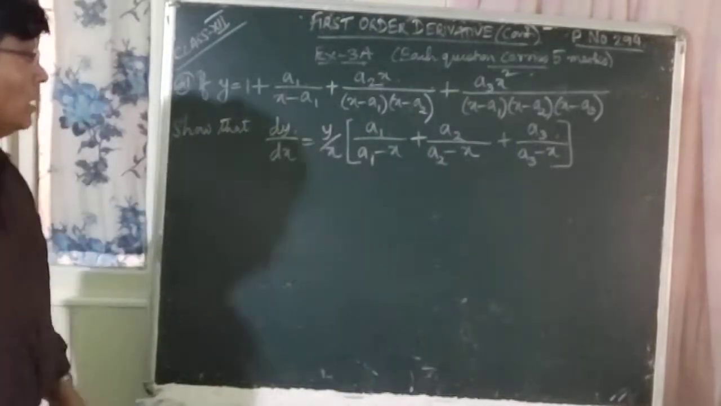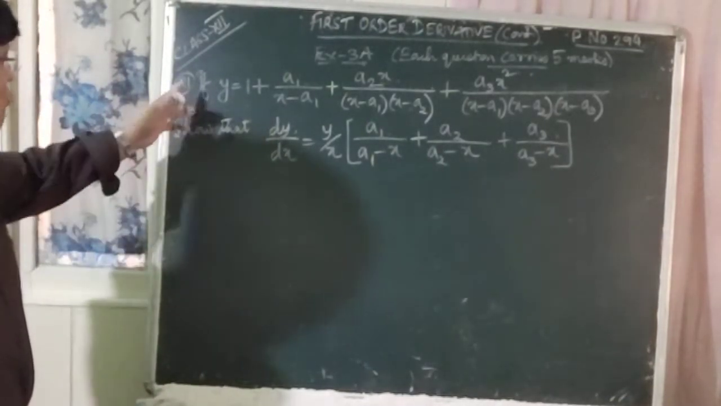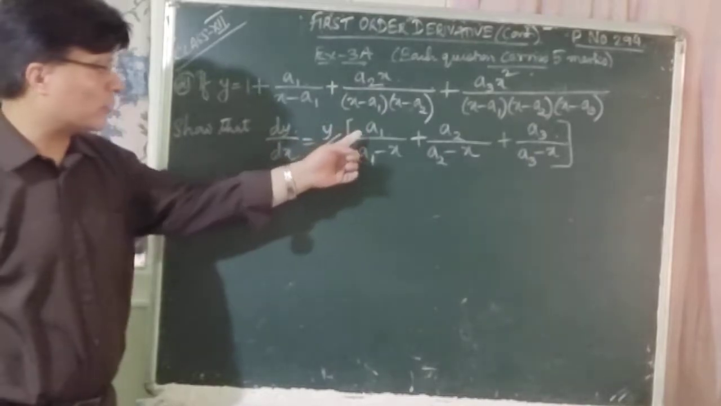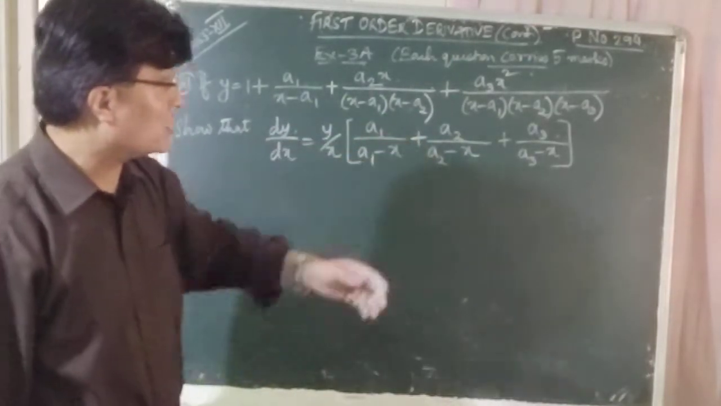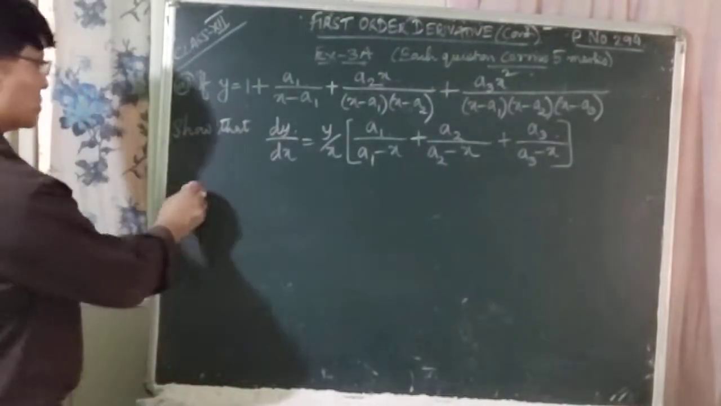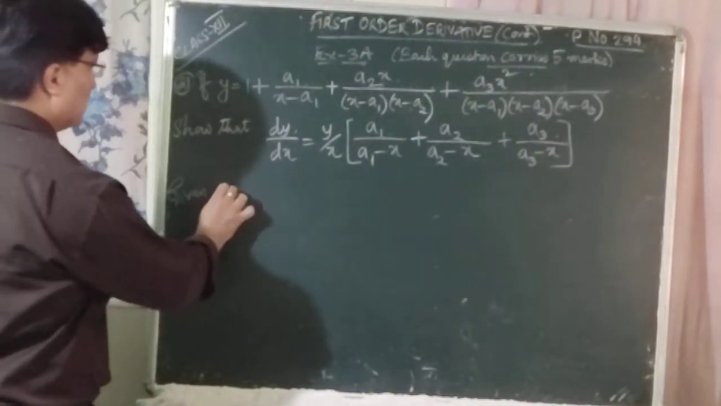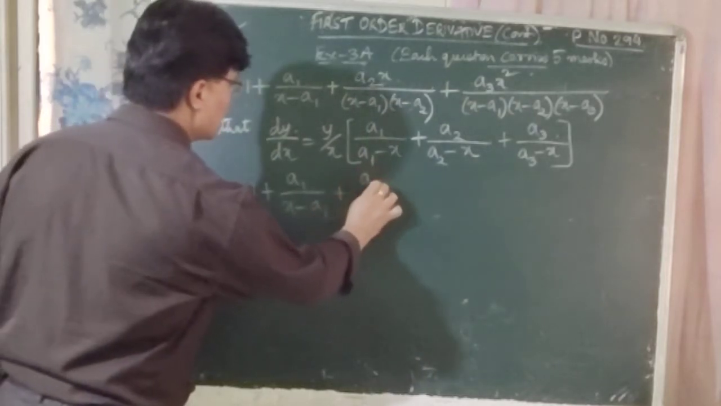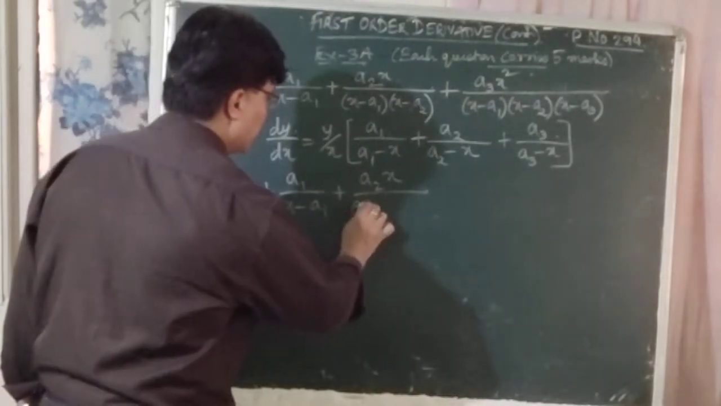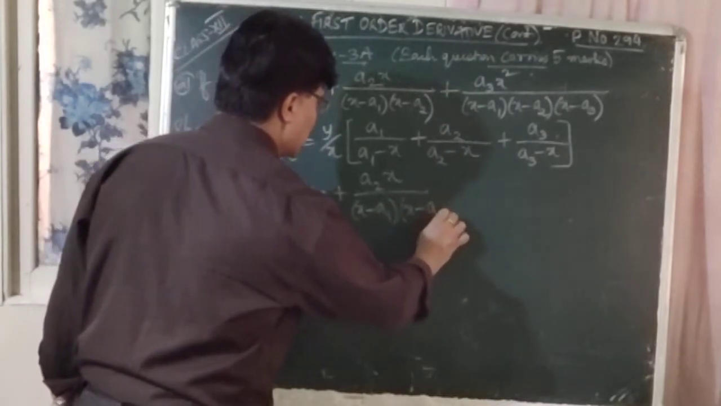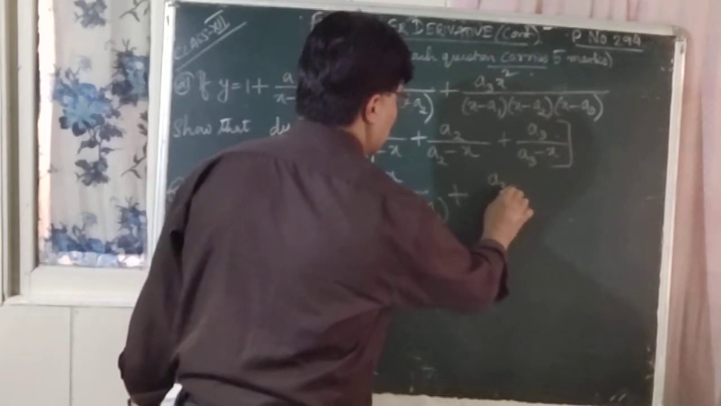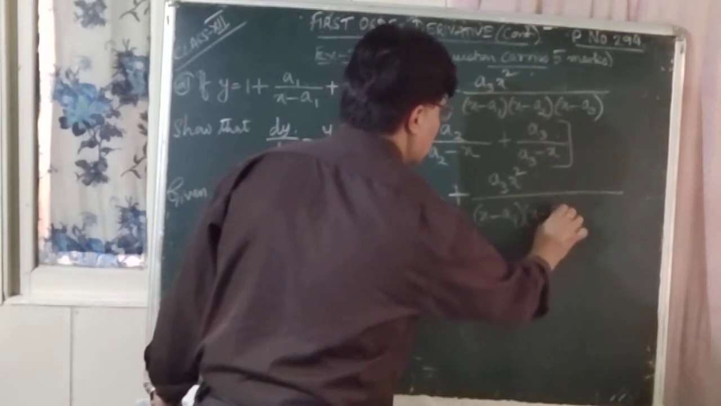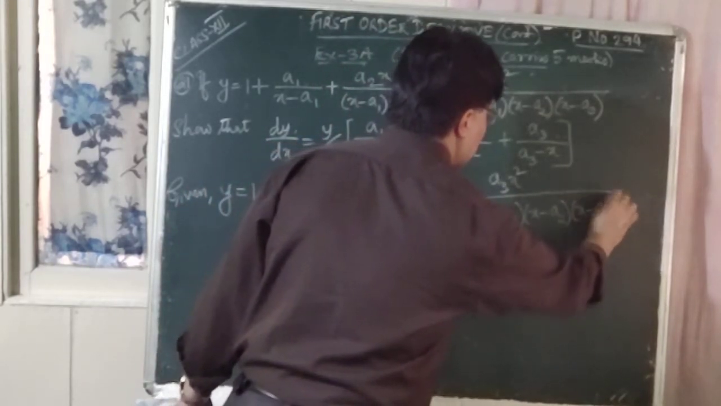So now we'll do the next question, that is, if y is equal to this expression, you have to prove that dy by dx is equal to y by x within third bracket a1 upon a1 minus x plus a2 upon a2 minus x plus a3 upon a3 minus x, right? So let us write down the given part first. What is given here? y is equal to a plus a1 upon x minus a1 plus a2x divided by x minus a1 into x minus a2 plus a3x square divided by x minus a1 into x minus a2 into x minus a3.